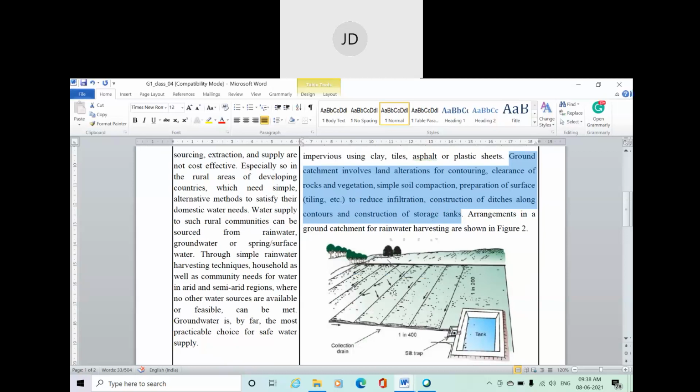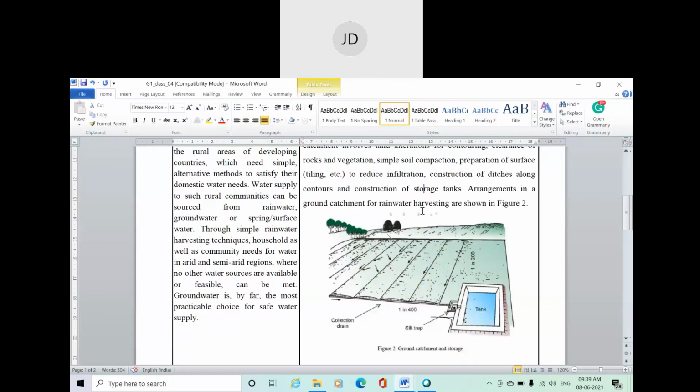Next, construction of ditches. These are the ditches. Water coming on this particular area will follow along the ditch, then follow along this direction like that. All these are ditches. I think you have seen this kind of ditch in agriculture fields. The water is targeted to flow through these ditches and come directly to this reservoir. So this is the approach for ground catchment for rainwater harvesting.